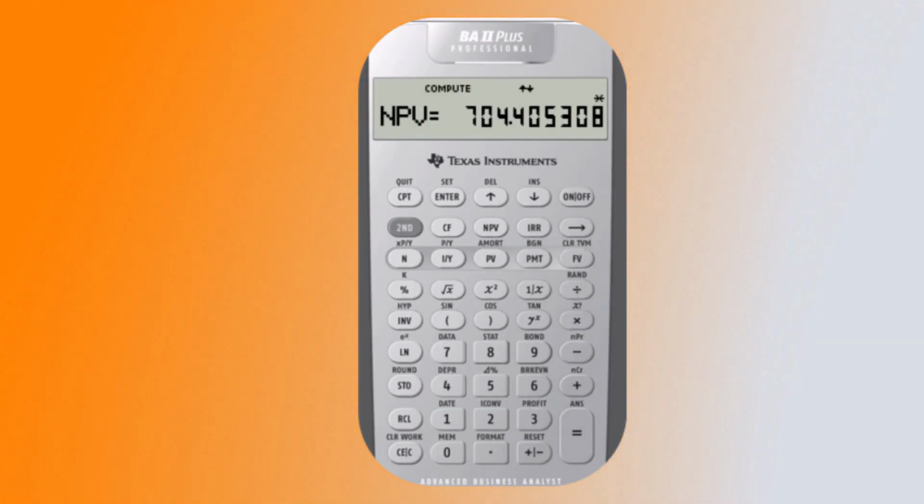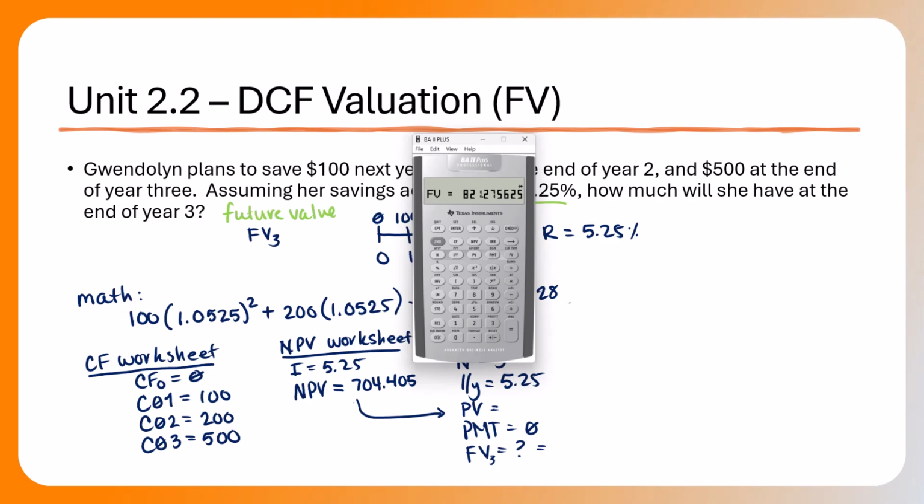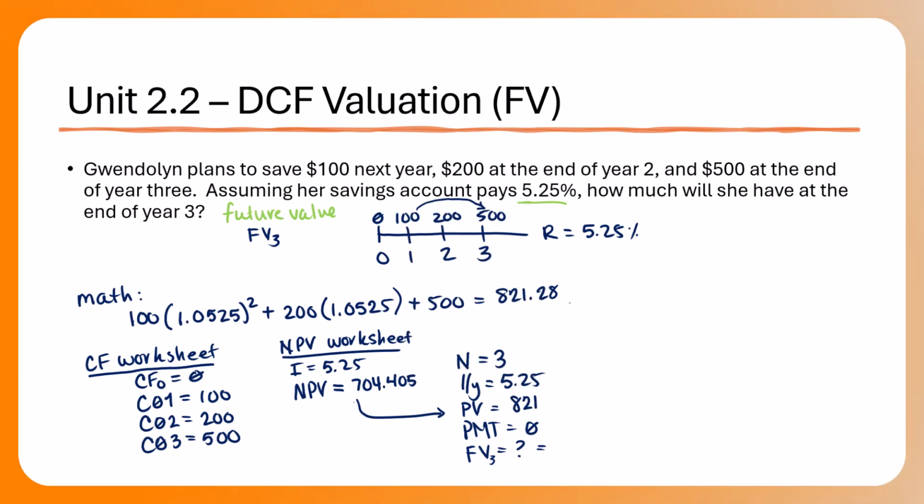Now, we'll hit the CE button. We'll convert it to a negative value because our cash flows have to have a story. We'll plug that into the present value. We'll then type 3 for N, 5.25 for IY, 0 for the payment, and compute the future value. $821.28. We did find the same answer using both methods.